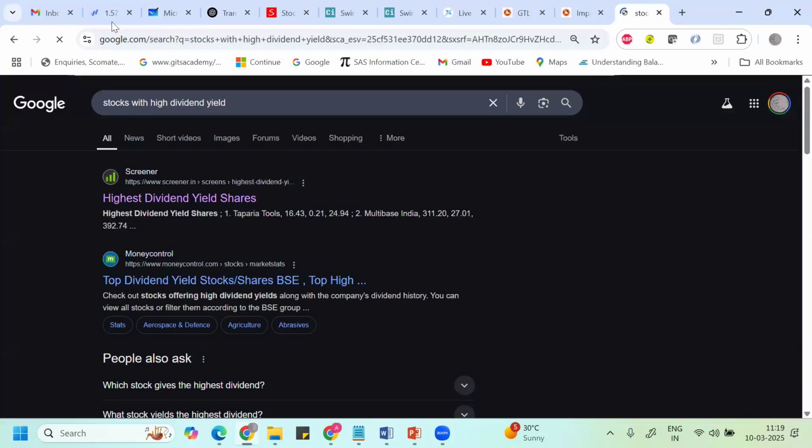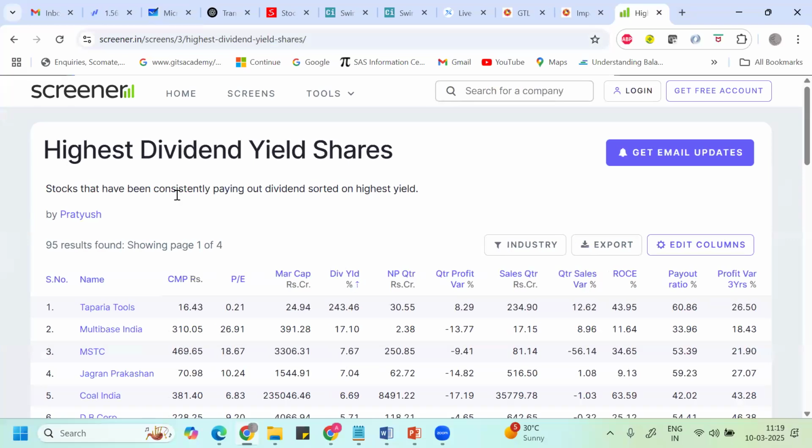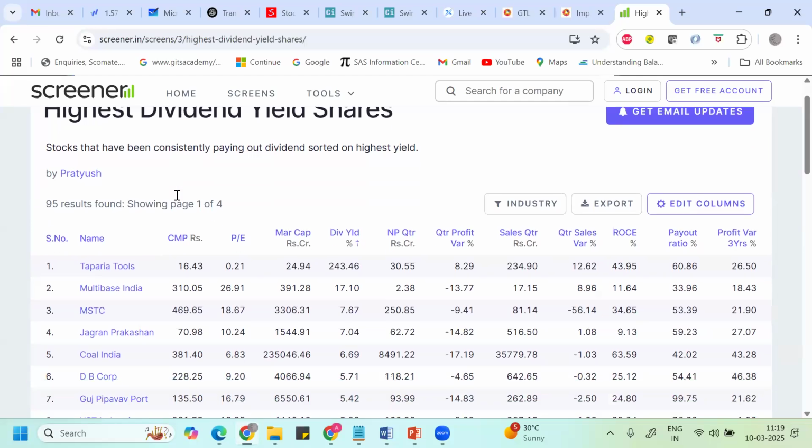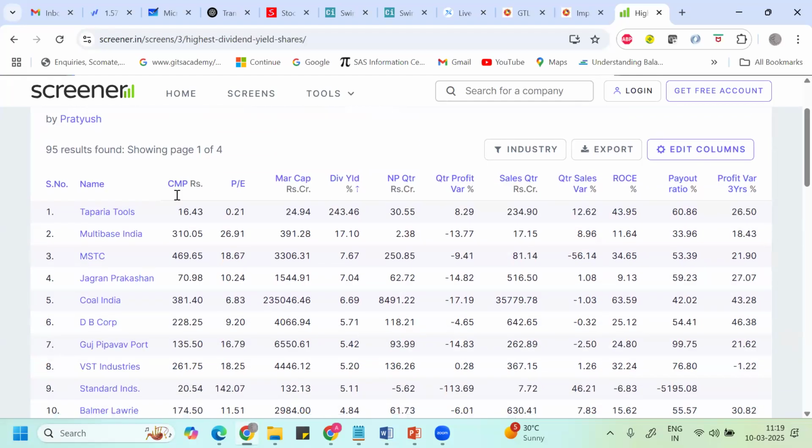Okay, and here you'll find all the stocks which are known for giving dividends. Taparia Tools, dividend yield is 243%. Multi-base India, MSTC, Jagran, 7% they are giving dividend. Coal India 6.69%. And DB Corp, Gujarat Pipavav Port, VST Industries, they are known for giving the dividend.